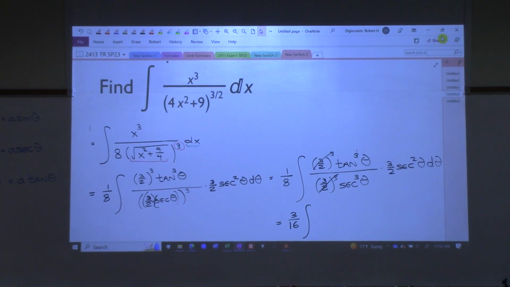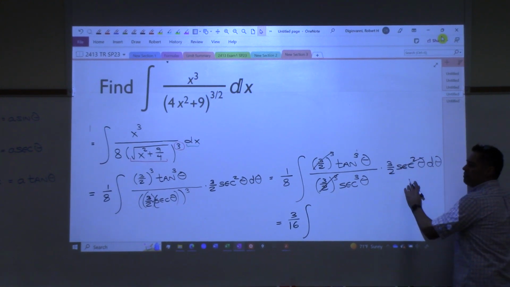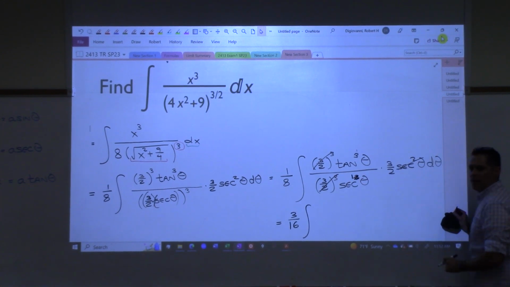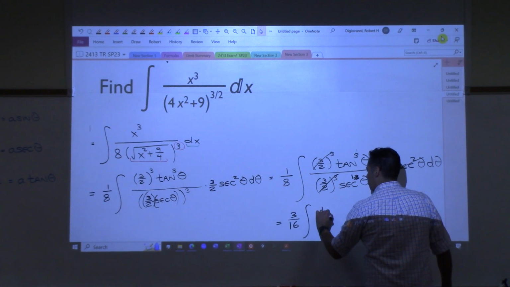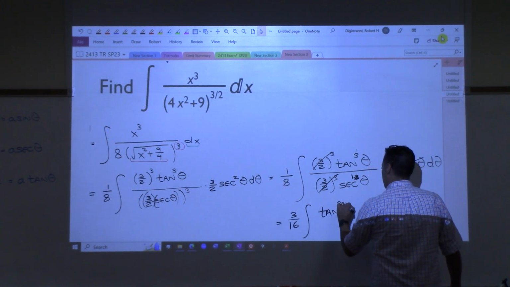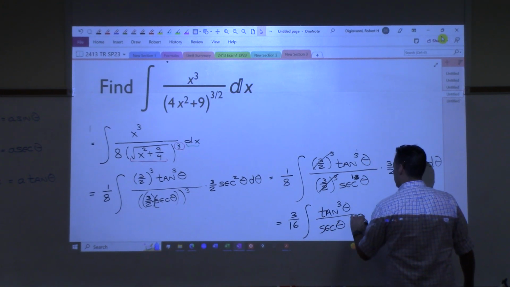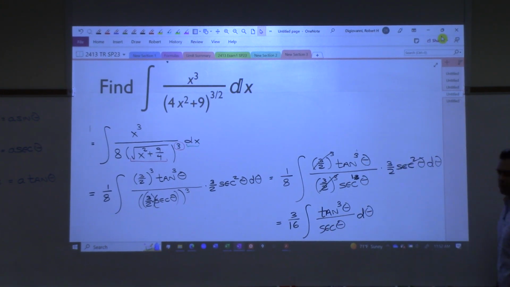All right, what now? Secant squared reduces, right? And you no longer have that cubed, you have it to the first power, yeah? And on top you have tangent cubed. Nothing messes with that, right? So you've got tan cubed theta over secant theta, just one of them, d theta. Are we all on board? Are we all at the same place here? Any questions on where we are?